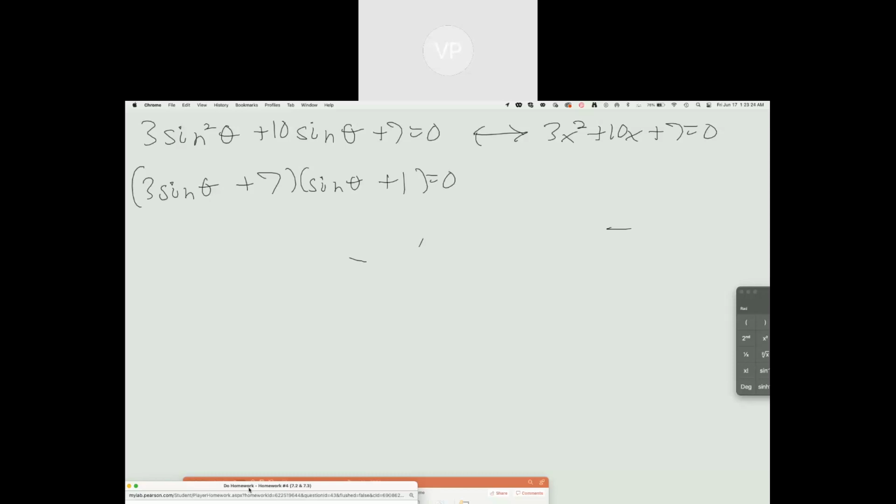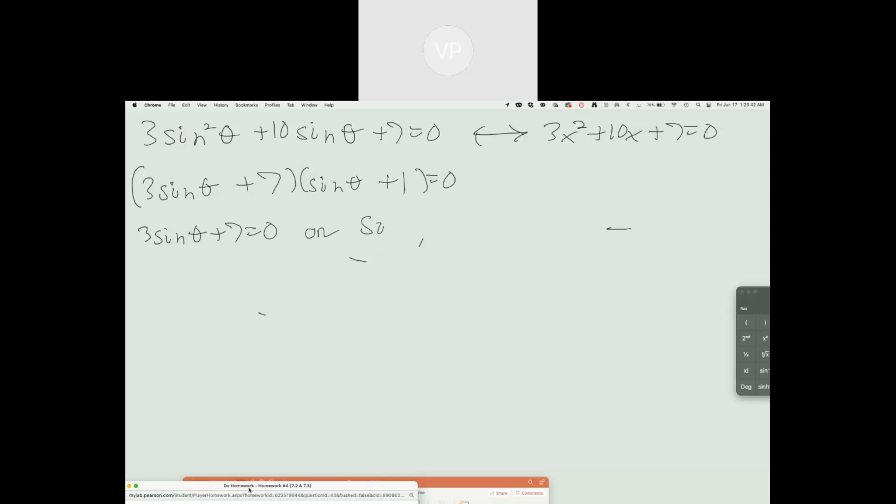And I've got to think of what goes where. It looks like I'm going to put the 7 there and the 1 there, and then check your math, check your factoring. I FOIL this out. I get a 3 sine squared, I get a 7, and then I get a 3 sine plus a 7 sine. So I do, in fact, get that 10 sine in the middle.